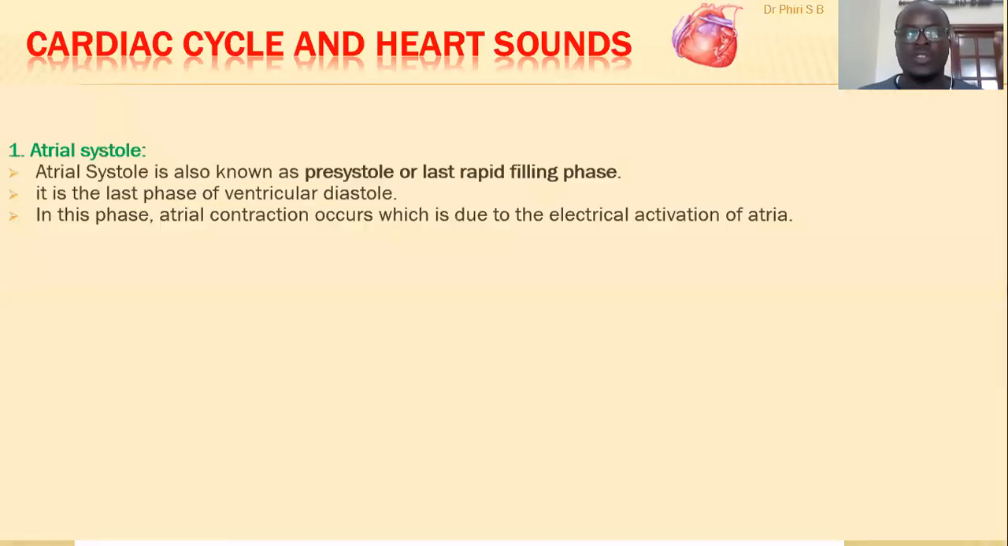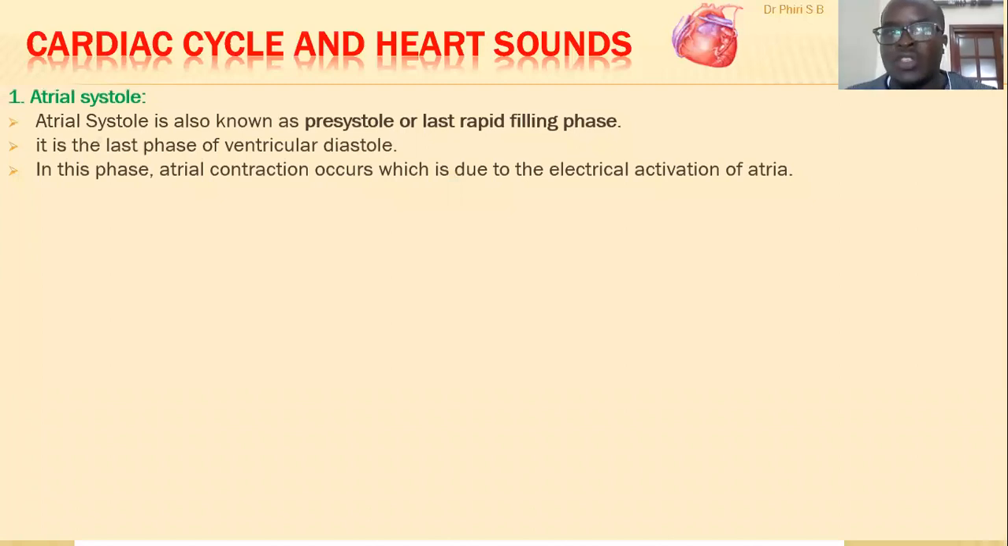A bit of information on the atrial systole: what is happening here is that the atria are contracting. The atrial systole is also known as pre-systole or the last rapid filling phase. It's called pre-systole, which means before the contraction of the ventricles. And it's the last rapid filling phase because the atria are contracting.